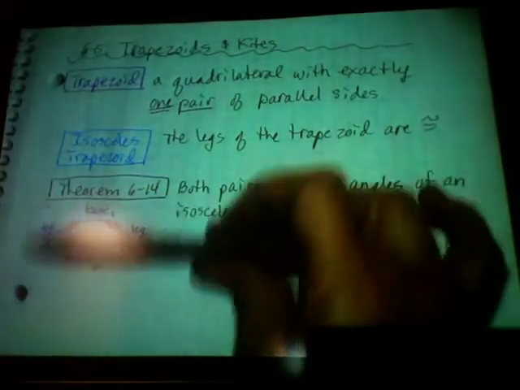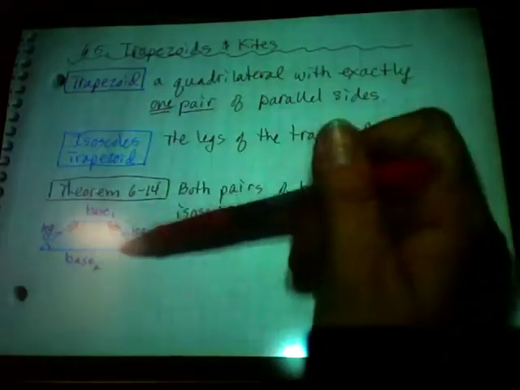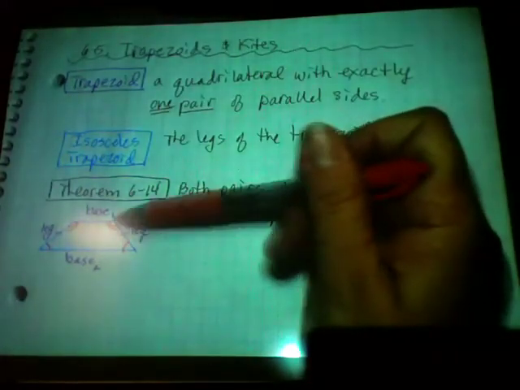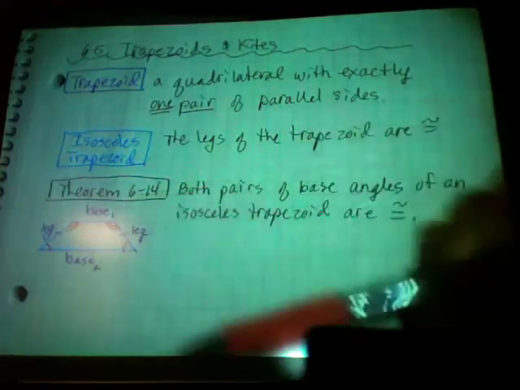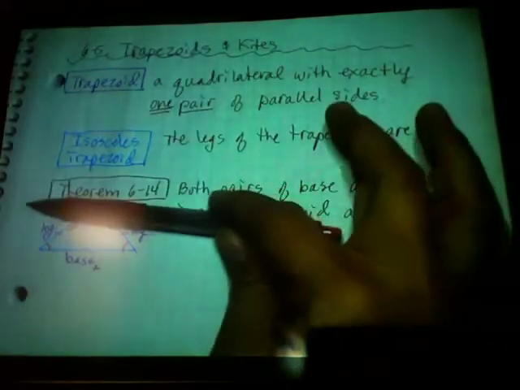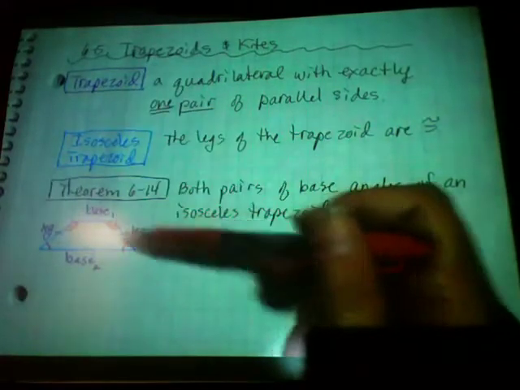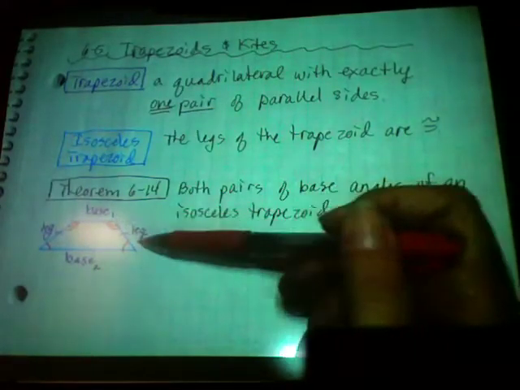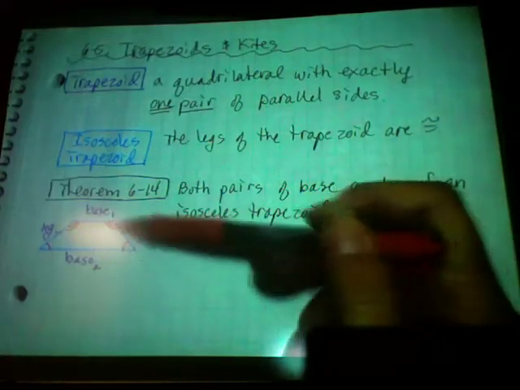Because these lines are parallel, that would be considered a transversal. What do you know about these two angles here? They are supplementary. So in all trapezoids, not just the isosceles trapezoid, find the parallel bases and then follow along that diagonal, that transversal, so to speak, and the angles on those transversals will be supplementary.